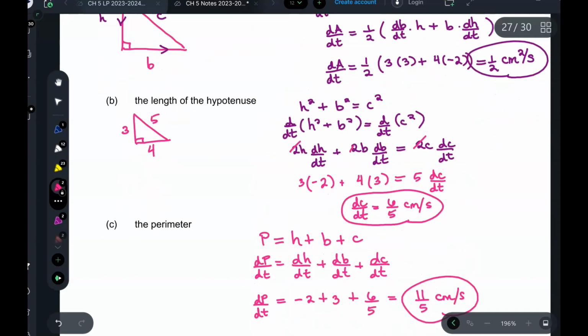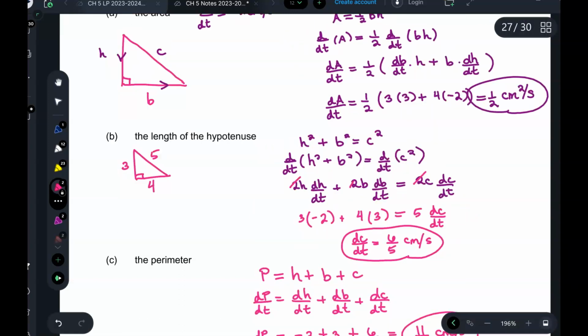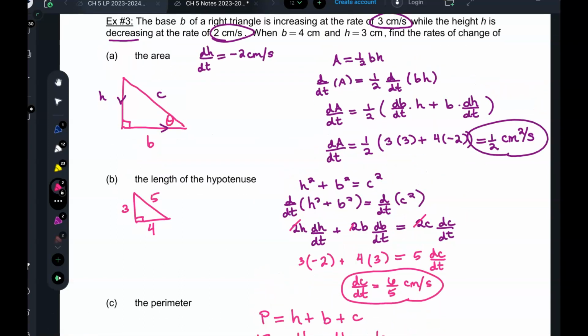Okay, last one on this page. Now let's say theta is the angle where the base and the hypotenuse intersect. So that's going to be here.